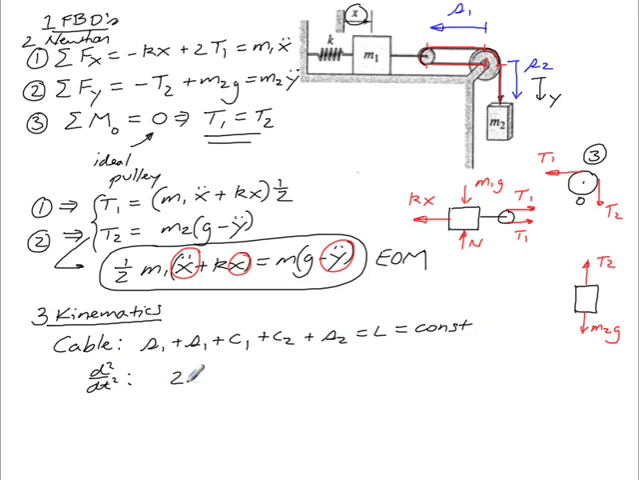What I'll get is 2S1 double dot plus S2 double dot is a 0. So it says here that S2 double dot is equal to minus 2S1 double dot. Let's be very careful we don't lose any signs along the way. That minus sign is very important.